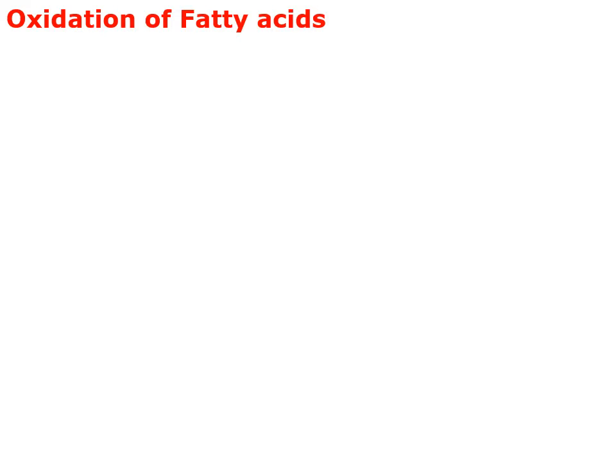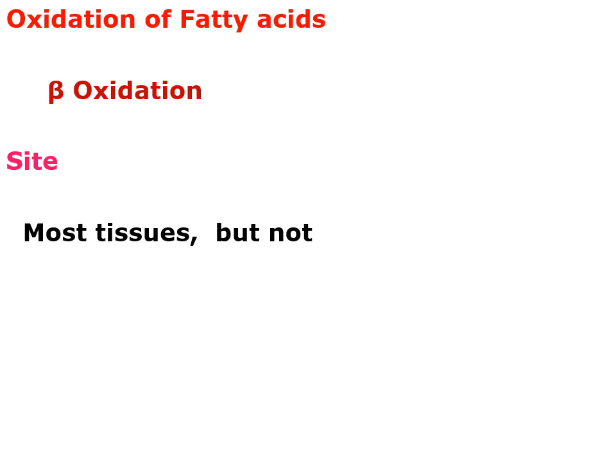Now coming to the first topic, very important students, how you get energy by oxidation of fatty acid. So you saw the end product of fat digestion and absorption is fatty acid. Now how does it give energy? That is by oxidation. And the most important one is beta oxidation. Now where does this beta oxidation take place?